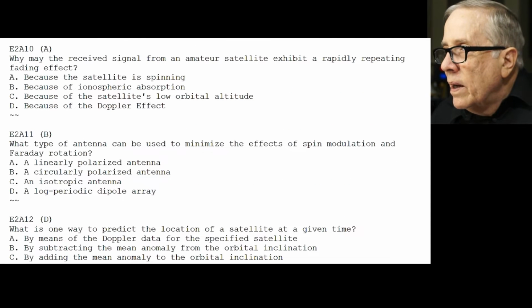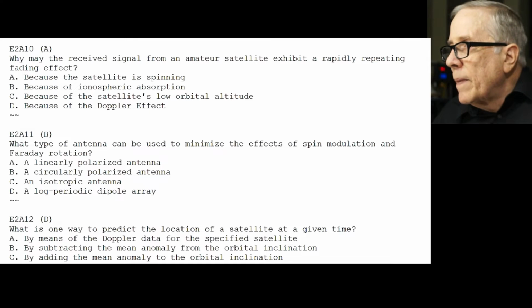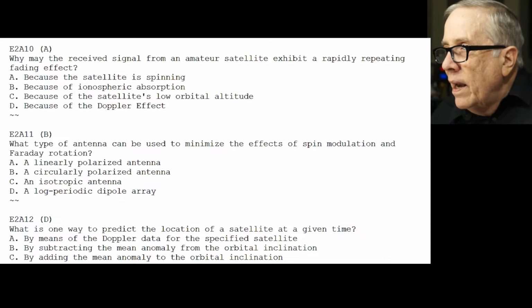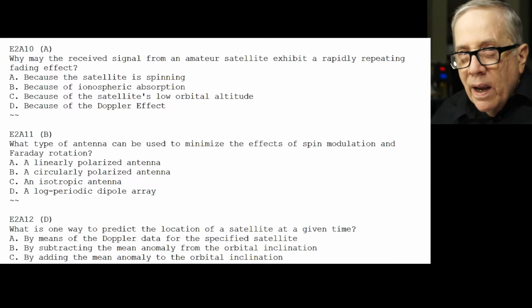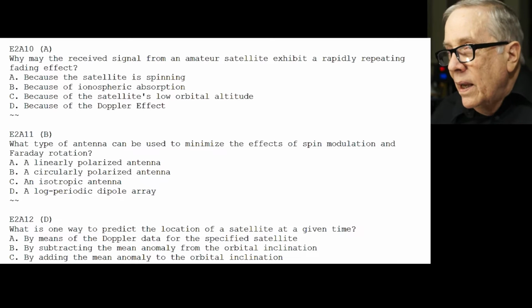E2A11, what type of antenna can be used to minimize the effects of spin modulation and Faraday rotation? I have no clue. They say it's B, circular polarized. Well, I guess that makes some sense. So no matter what the polarization is, you got it covered.